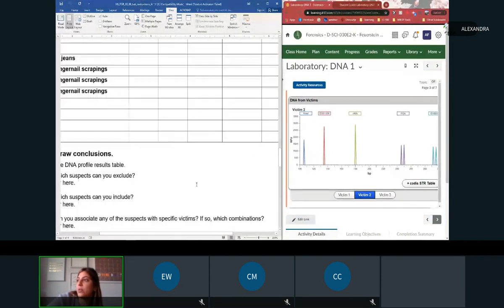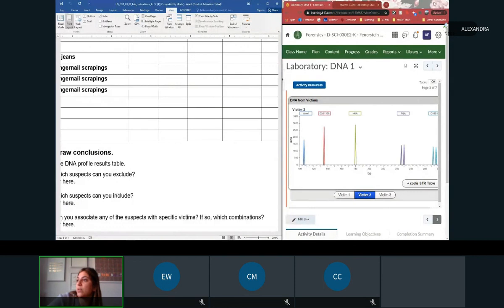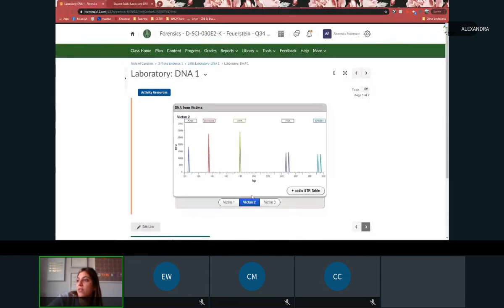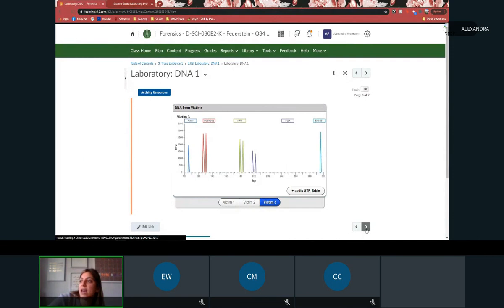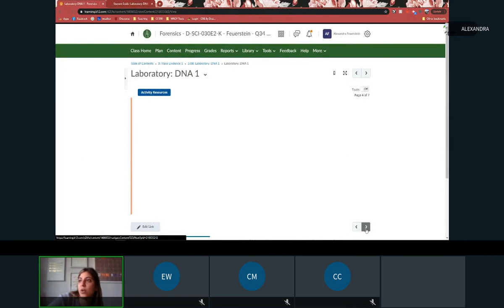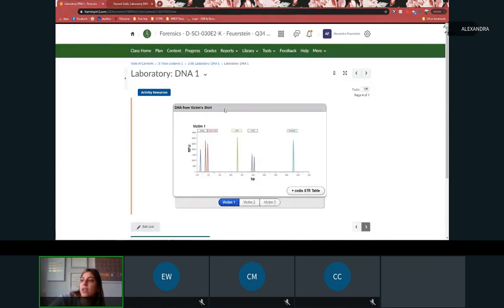Okay. Now, like we said, you're going to go through these. If you go through the online version, you'll have the victim. So here's the DNA for the victims. And then on the next slide, they should have the DNA for the shirt. Okay, so then you've got the DNA, and that's what you're going to do to fill out this table.